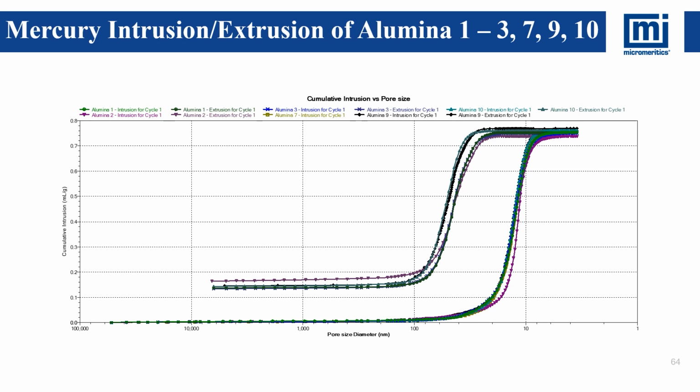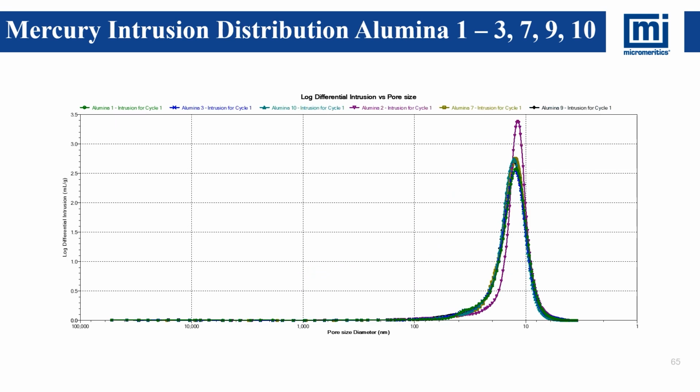If we take the derivative of the cumulative intrusion curves, we see here the log differential intrusion. It kind of gives us an idea of the shape of the curve. It shows us the pore size at which there was the most mercury filling, the modal diameter there. And again, look at our purple peak. It's shifted over slightly to smaller sizes. There's not as much area under the curve. It shows a bit narrower distribution.